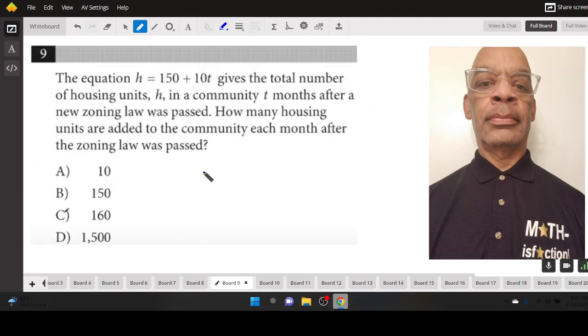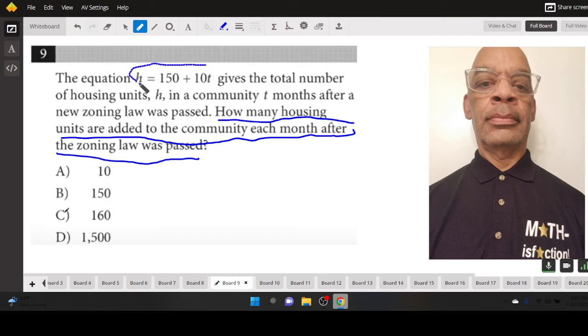Number 9. How many housing units are added to the community each month after the zoning law was passed? This is how you find the housing units. It's a linear equation. And it's based on T months after a new zoning law was passed. So as the months go by, the housing units go up by 10. Change in housing units is the slope.